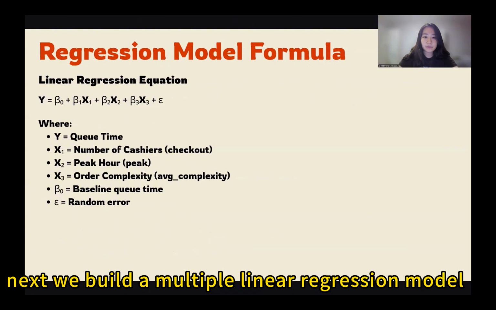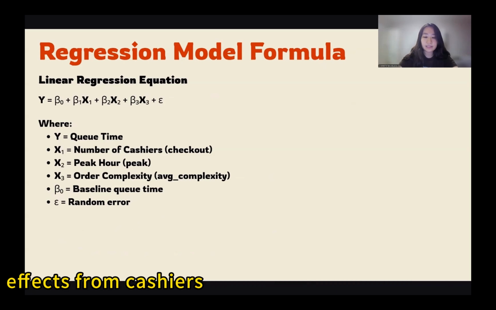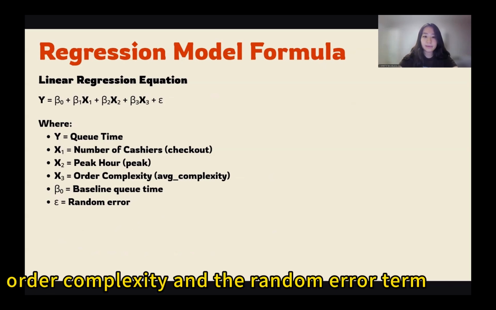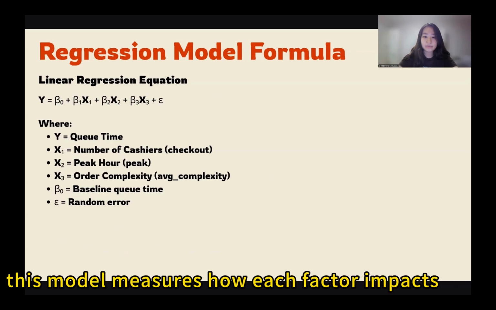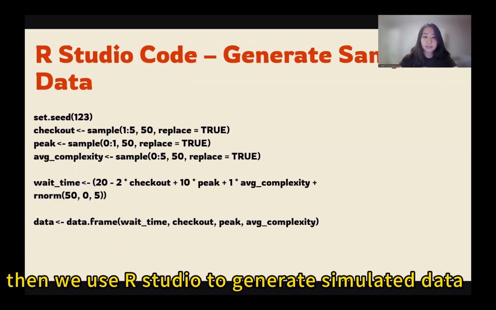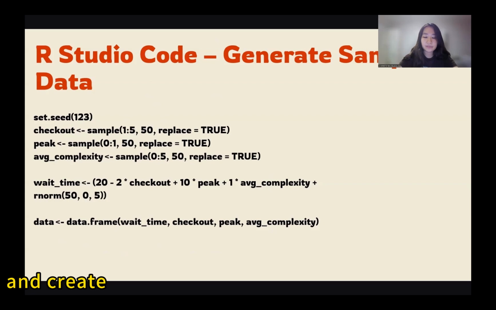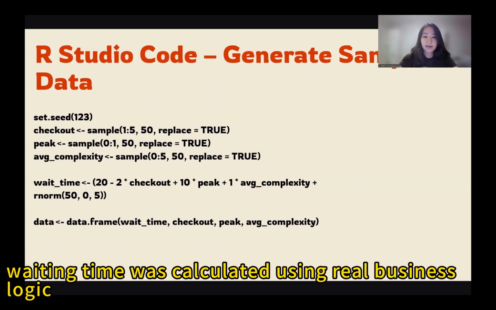Next, we built a multiple linear regression model. Predicted waiting time includes a base value, effects from cashiers, peak hours, order complexity, and a random error term. This model measures how each factor impacts waiting time. Then, we use RStudio to generate simulated data. We set a fixed random seed for reproducibility and created 50 data sets. Waiting time was calculated using real business logic.